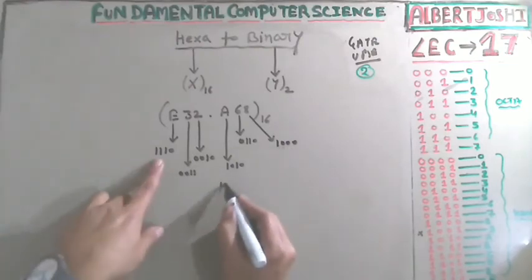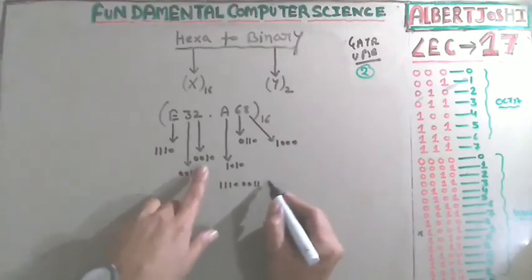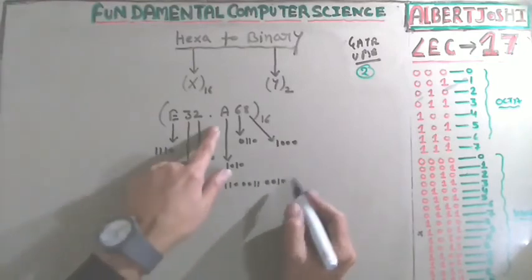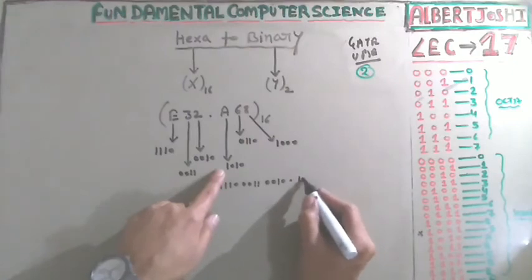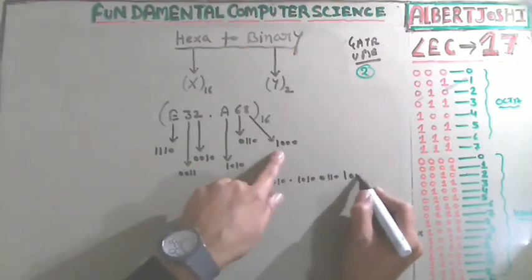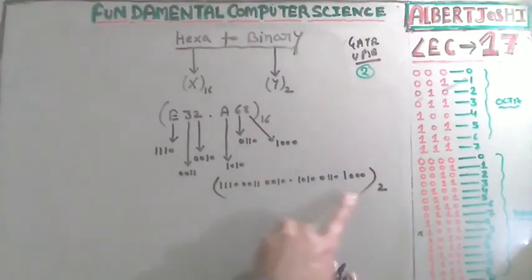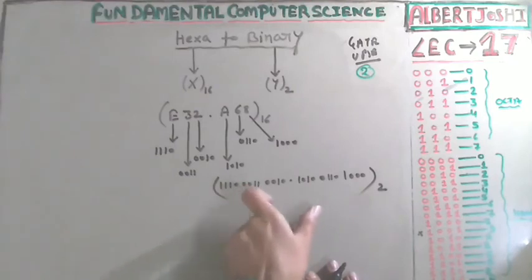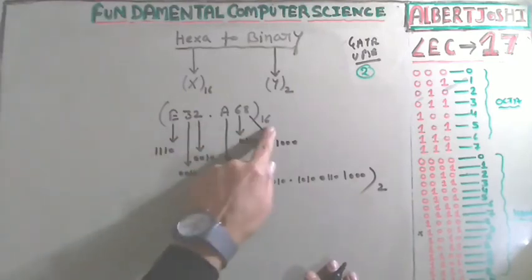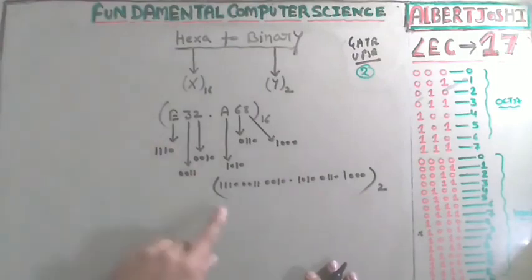Now you will put all the data here. Your first number 1110, then 0011, then 0010, then the decimal point, then 1010, then 0110, then 1000. Then the base is 2, which represents that this is the binary number, while the earlier base represented the hexa number. Now we have converted this hexa to binary. This is the way. Thank you so much.